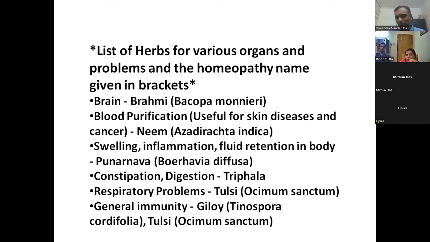And migraine? No. Migraine is actually a pitta problem. The excess heat from the stomach has gone up to the head and it is causing headache.